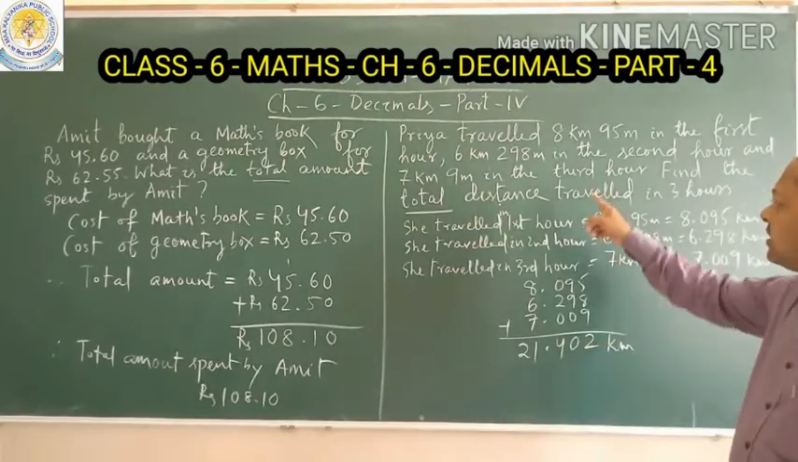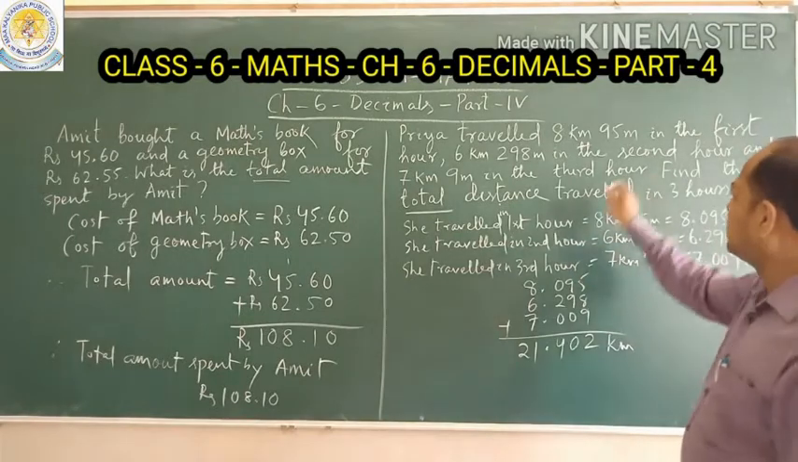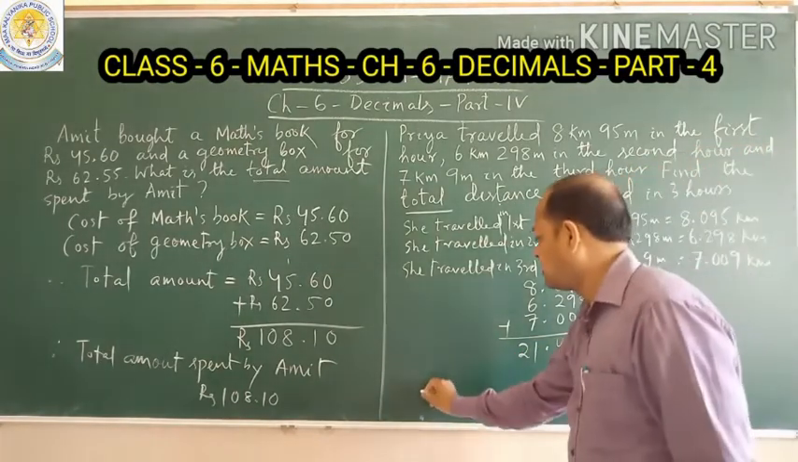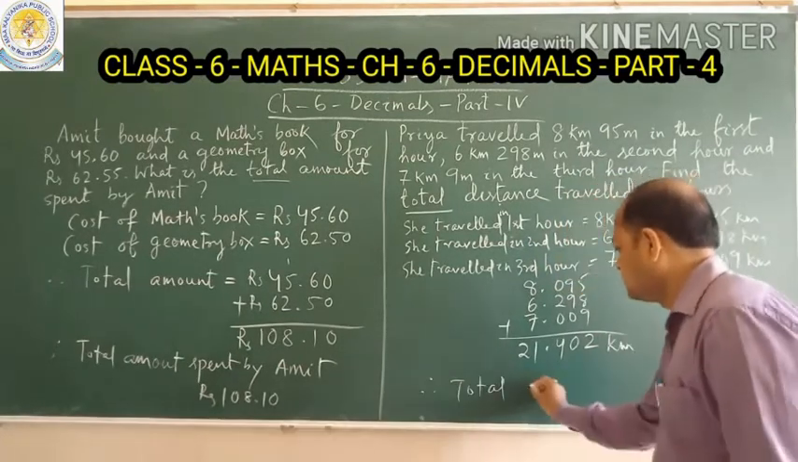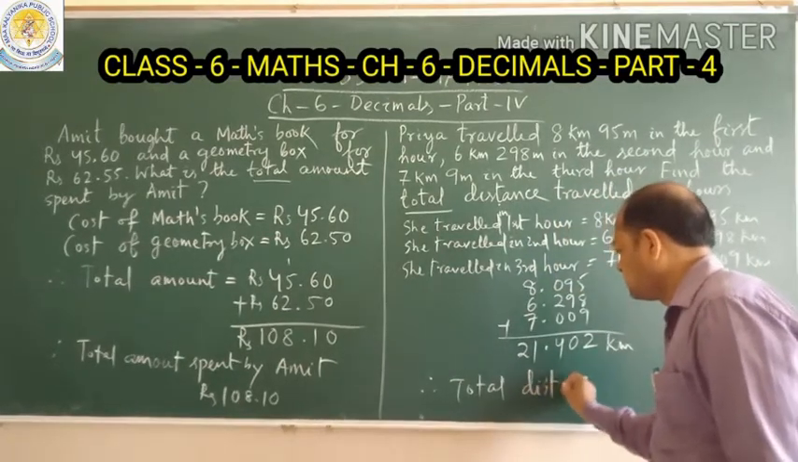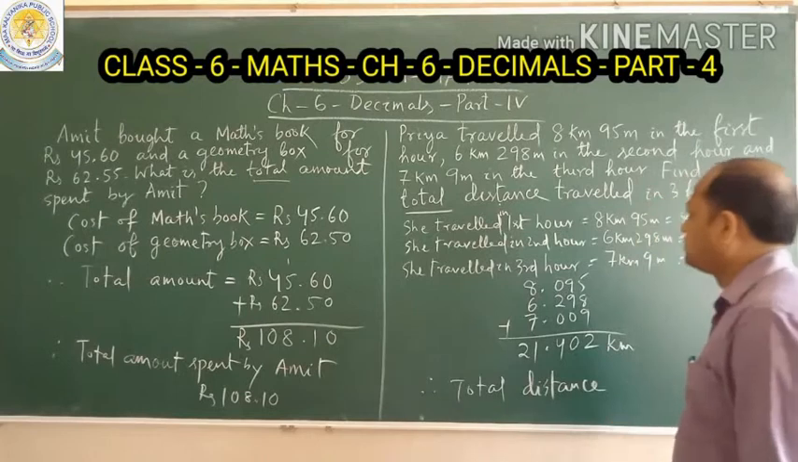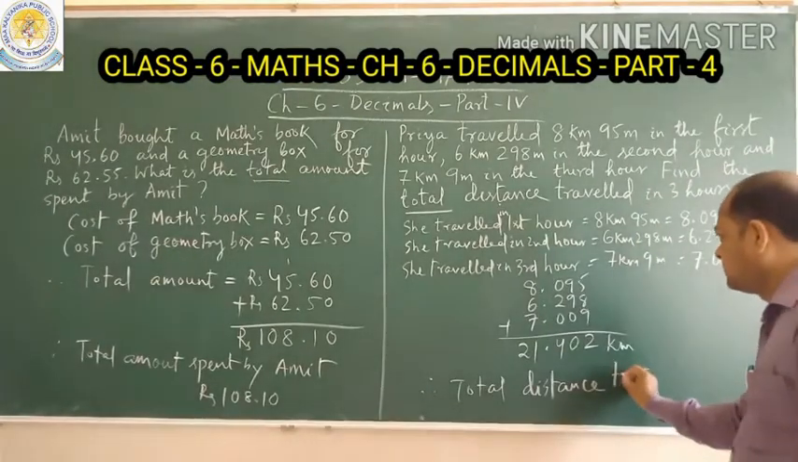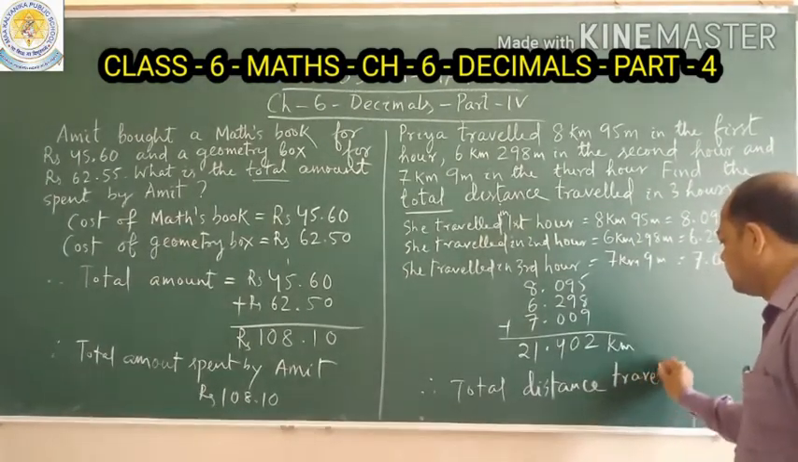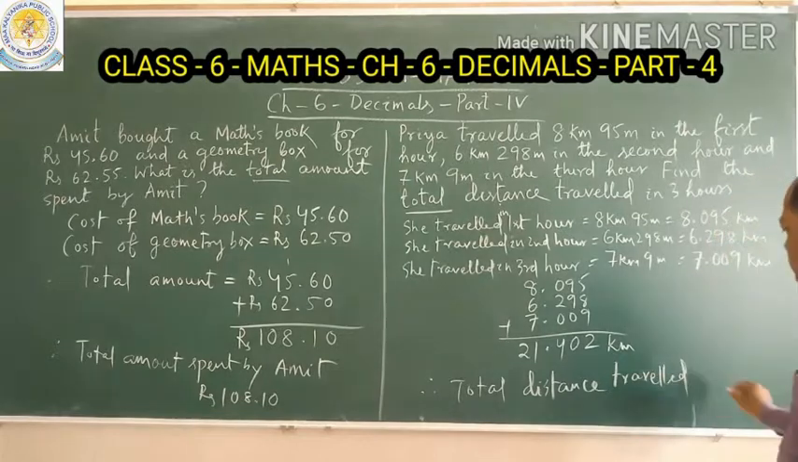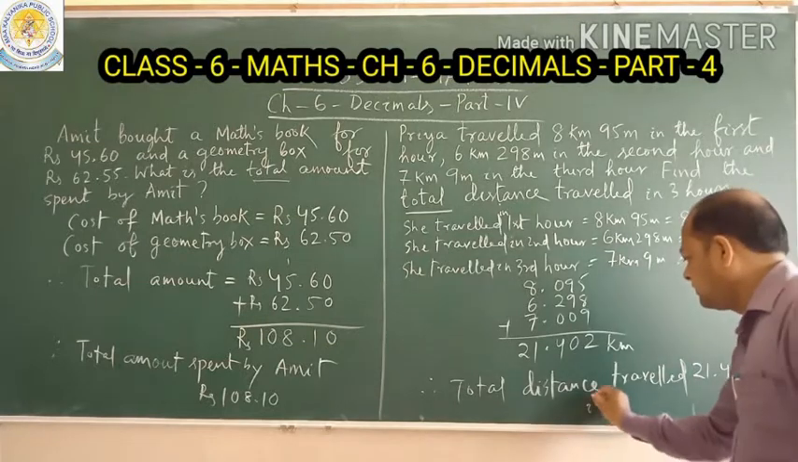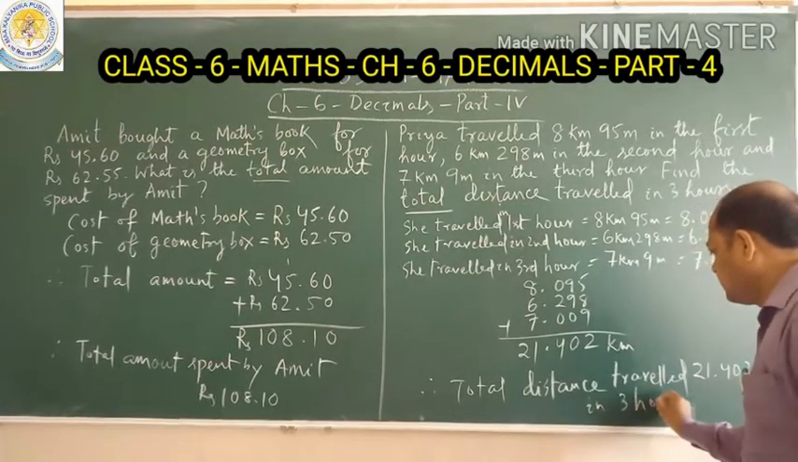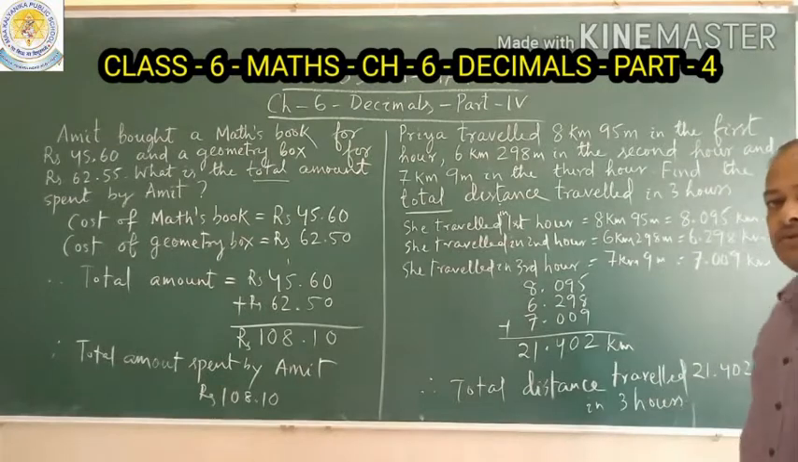So what will we write in our solution? What is the total distance? Therefore, the total distance traveled is 21.402 kilometer in 3 hours. Okay.